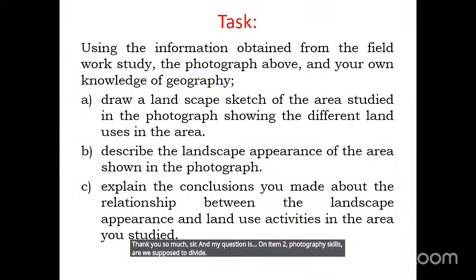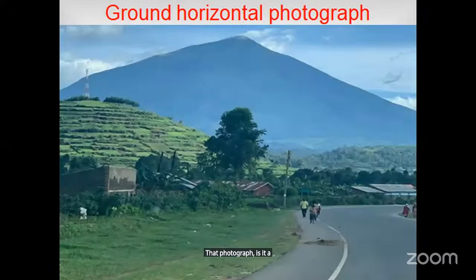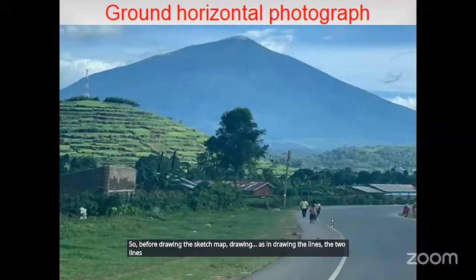My question is, on item 2 photographic skills, are we supposed to divide that photograph? Is it a must to divide it? What do you mean by dividing? Before drawing the sketch map, drawing the lines, the 2 lines, dividing into 3 equal parts.